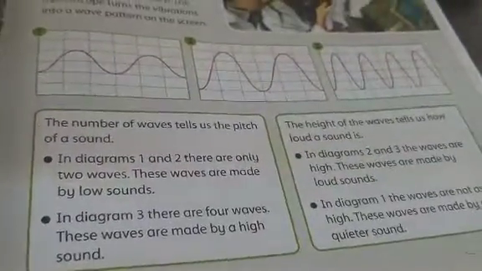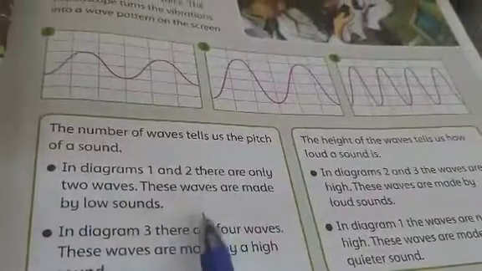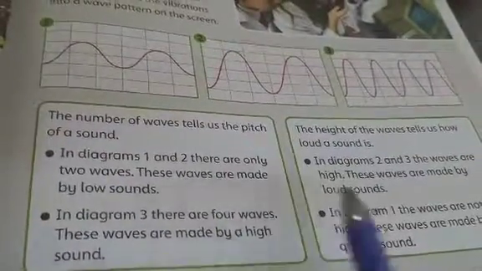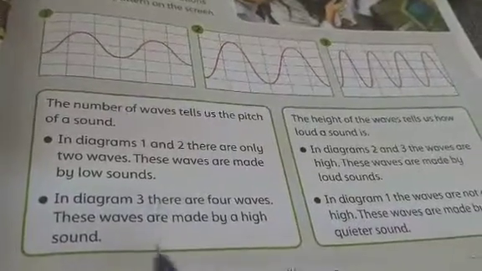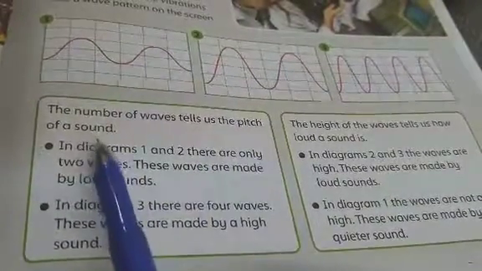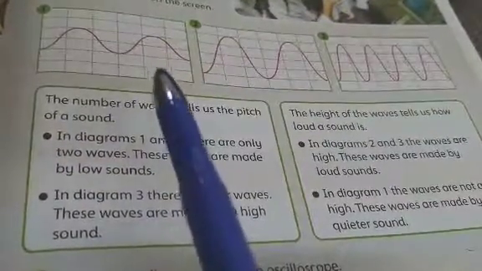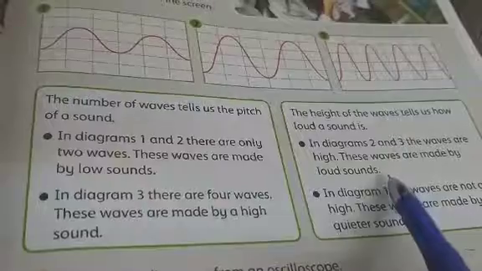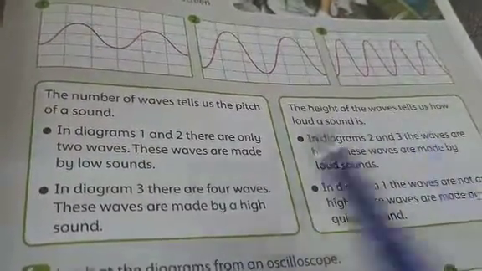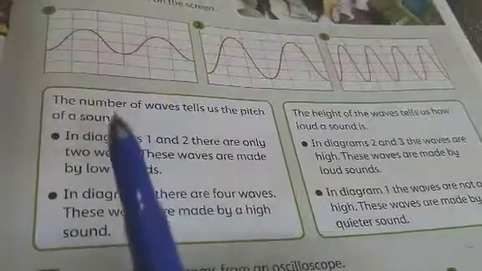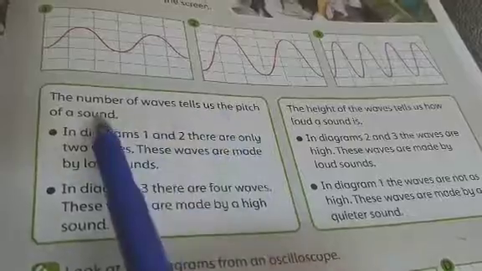Now we will talk in this part about the pitch of the sound, and here we will talk about the volume of the sound. And I told you that the pitch of the sound means the sound is low or high, the sharpness of the sound. And the volume of sound is talking about what? The louder or quieter sounds. Okay, so here, the number of waves tells us the pitch of the sound.